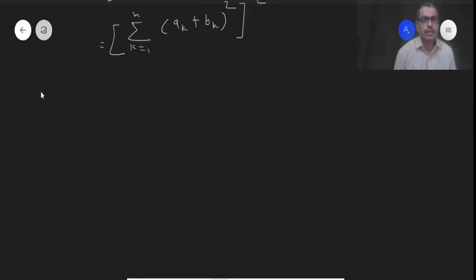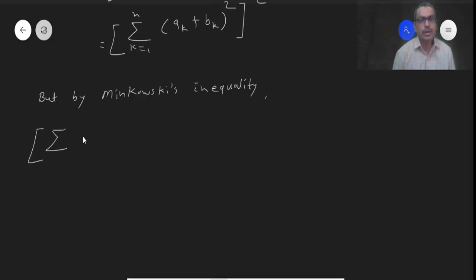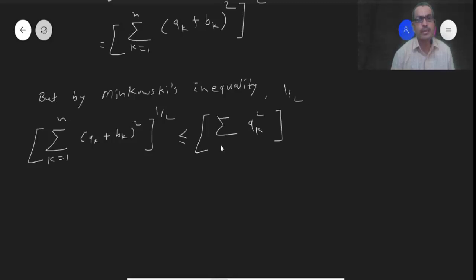But by Minkowski's inequality, we write: the summation of (ak plus bk) squared, raised to the half, k from 1 to n, is less than or equal to the summation of ak squared, raised to the half, k from 1 to n, plus the summation of bk squared, k from 1 to n, raised to the half.